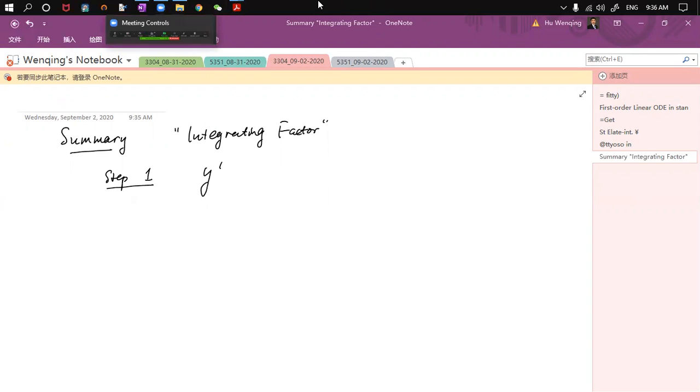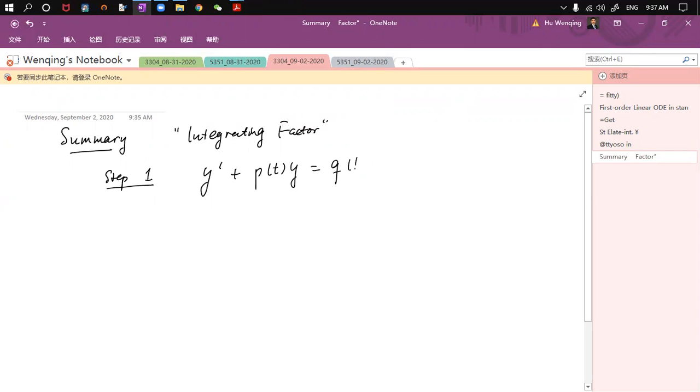So if you turn this equation into standard form, it's going to look like y prime plus p of t times y is equal to q of t. So that's an equation in standard form. We have an equation in standard form.